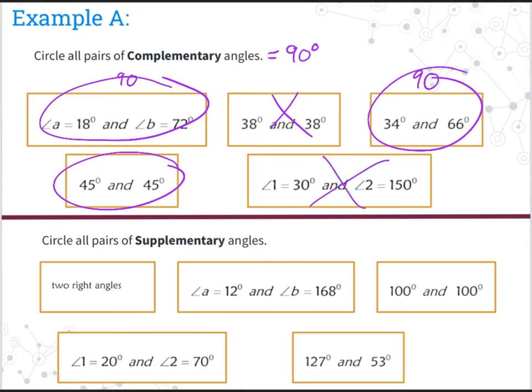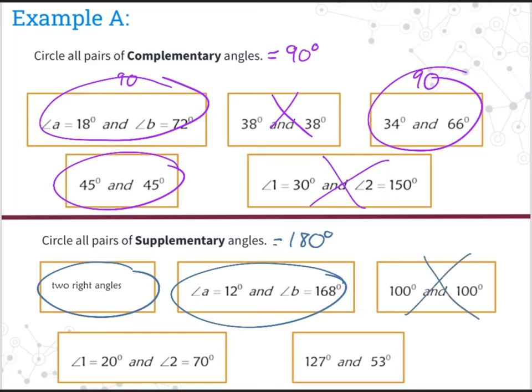Looking down there at the bottom, we're going to be taking a look at our supplementary ones now. So we're going to be looking for things that add up to 180 degrees. So two right angles would be 90 plus 90, so that works, 180 degrees. 12 plus 168 is going to give us 180. That is correct. 100 plus 100 is 200, not so much. 20 plus 70 is 90, which makes those complementary, not supplementary, so not what we're looking for. And 127 plus 53 does equal 180, so that is an example.